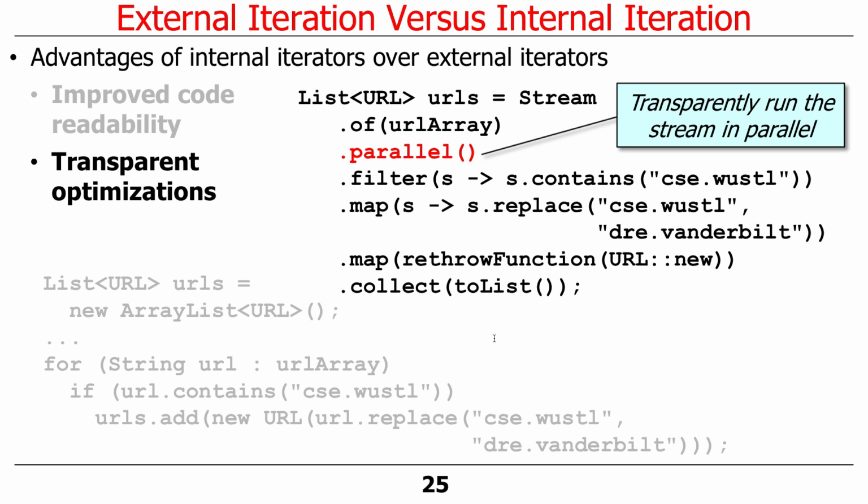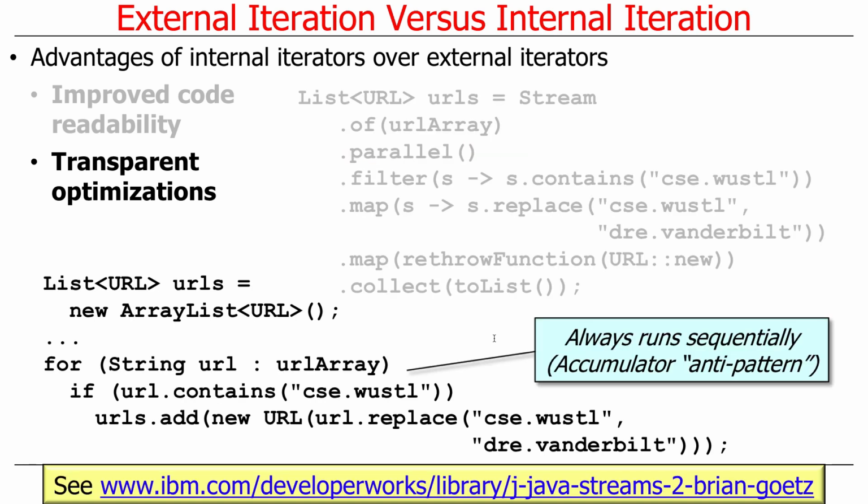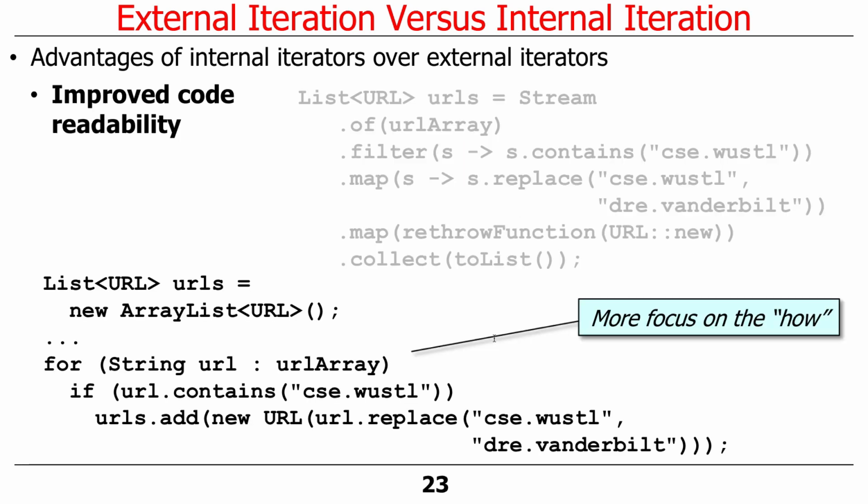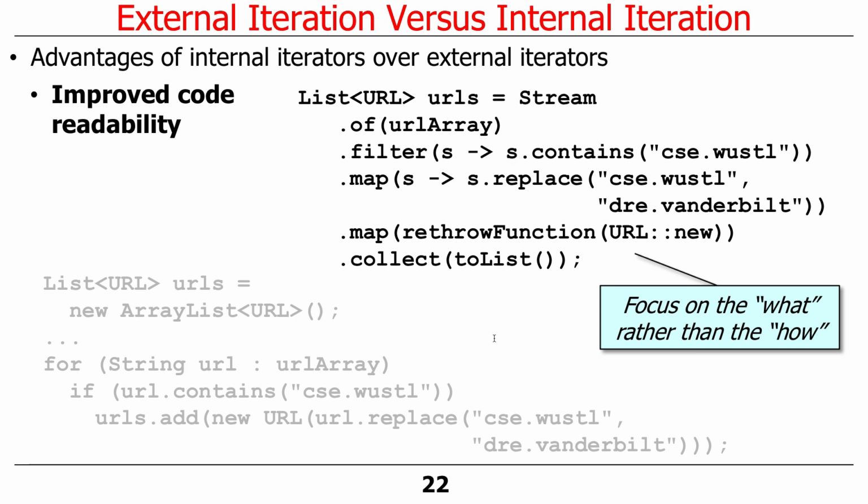If you have 2 URLs, it's probably not going to run any faster. But if you have 5,000, it's definitely going to run a lot faster. Whereas this approach here always runs sequentially. And that's because it implements the accumulator anti-pattern. You can read more about the accumulator anti-pattern if you take a look at this link down here. So this is always sequential, whereas this code will be parallel, but if you wanted it to be sequential, you'd go back to what we had before, which was just this.